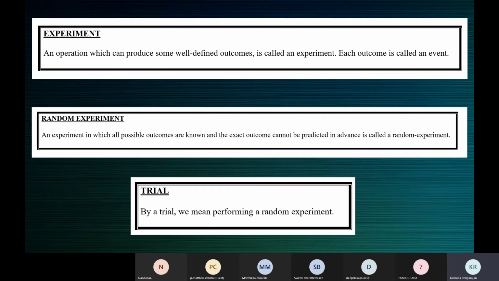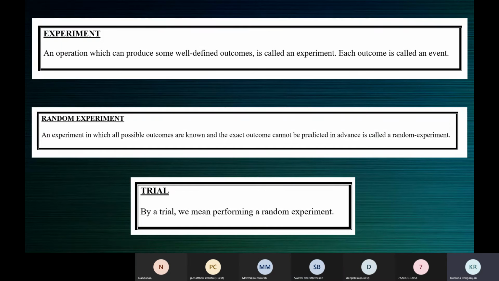But in the chemistry lab, when you mix something and something, you know the outcome is going to be this. That's not a random experiment. You mix some parts of something and some parts of something to get some parts of something. Correct? In a chemistry lab, the outcomes are well defined. When you mix two things, the product is going to be something. The exact outcome can be predicted. So that's not a random experiment.